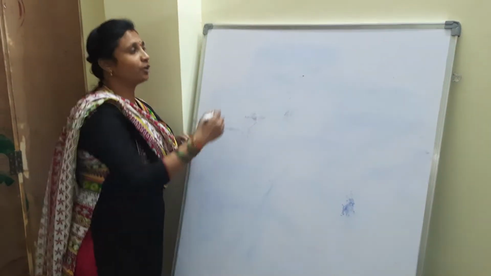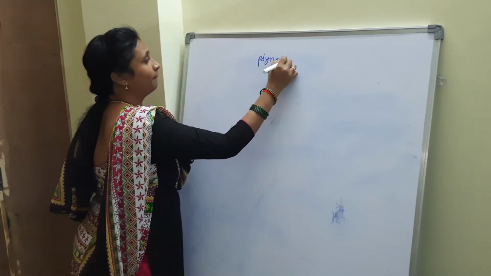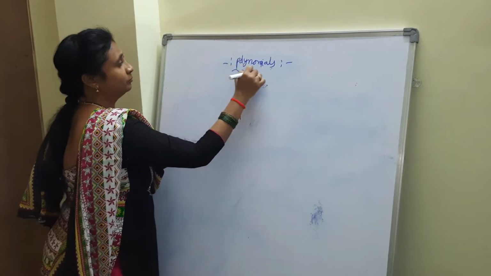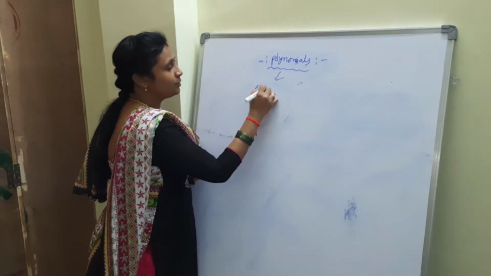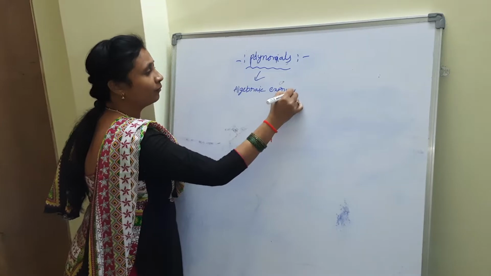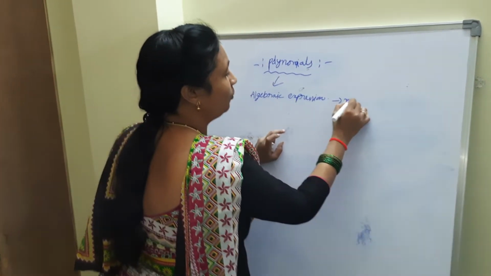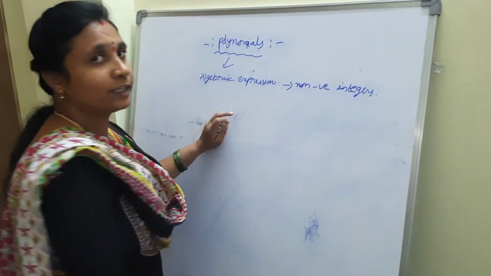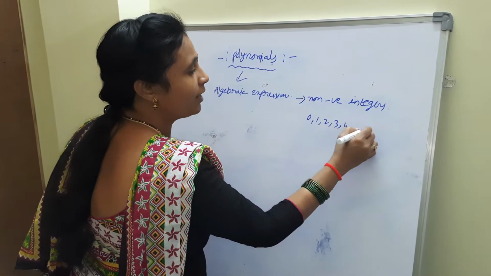I am going to discuss the topic polynomial. What is a polynomial? A polynomial is an algebraic expression in which the variables involved have only non-negative integers. Non-negative integers contain only the values 0, 1, 2, 3, 4 and so on.